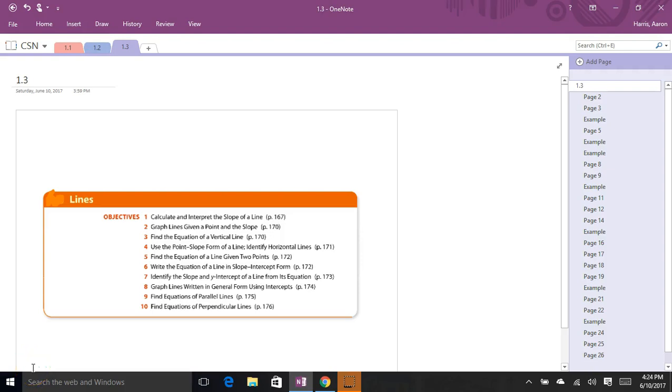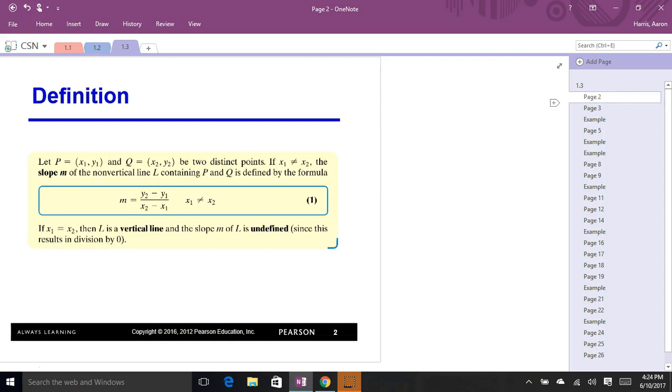Hey, welcome back to your favorite pre-calc class. We're doing section 1.3 today, lines. We're going to talk about slope and slope form, all the forms of the equations of a line, and we'll get into parallel and perpendicular lines amongst many things. So today is an overview, a review of your line understanding.